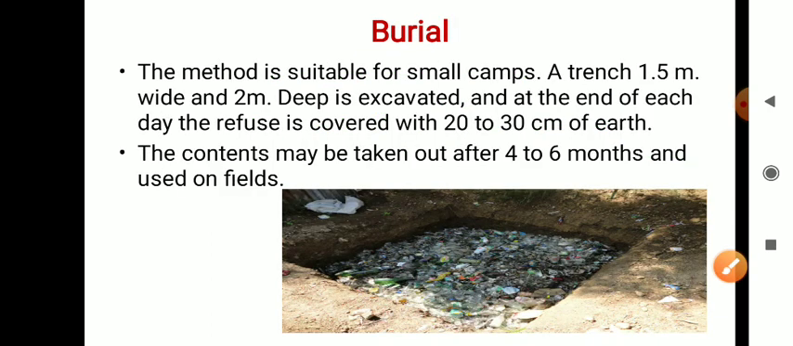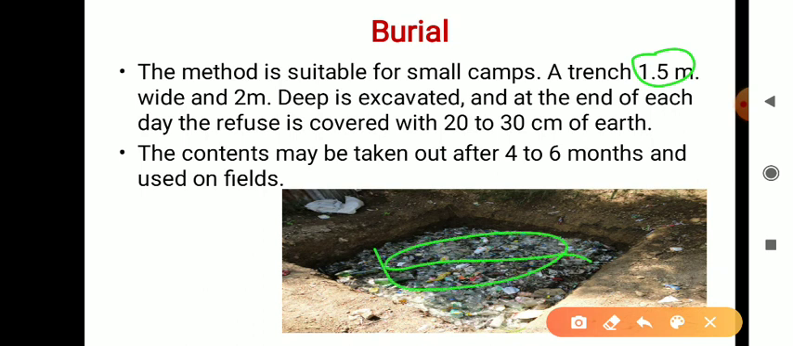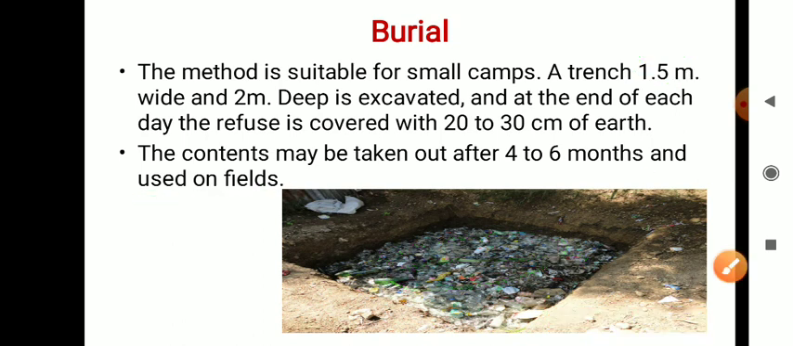In the next slide we will see burial. The burial method is mainly used for small camps, with a trench of 1.5 meters. Whatever waste is produced by the small camps has to be filled in the trench and covered, and it is taken out after 4 to 6 months and used in the fields.